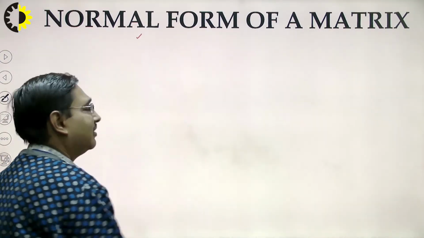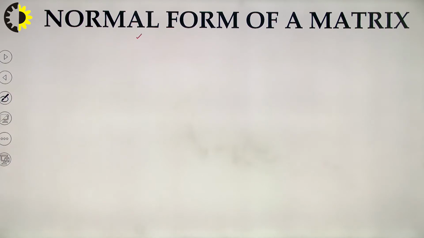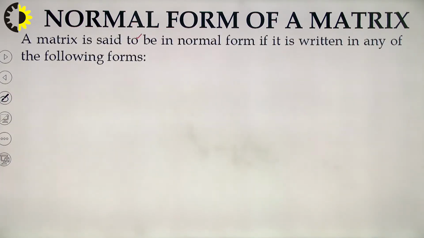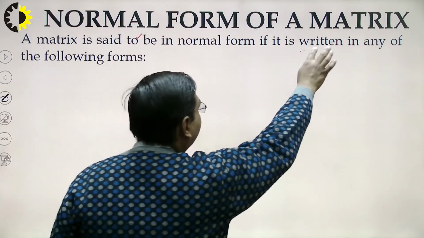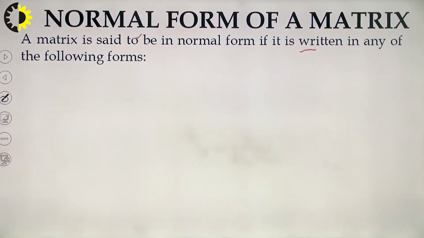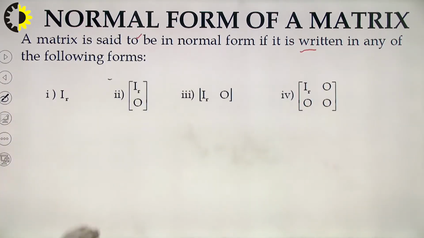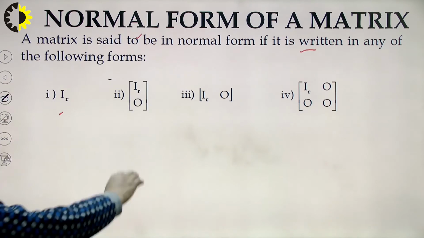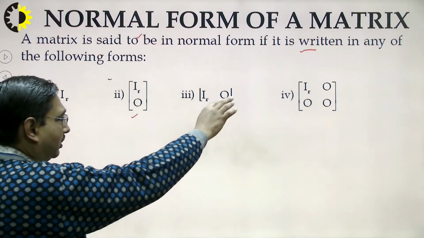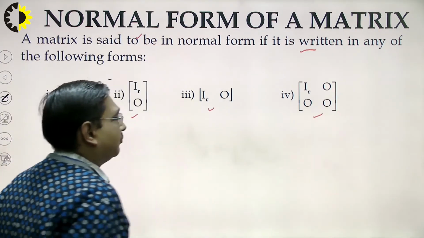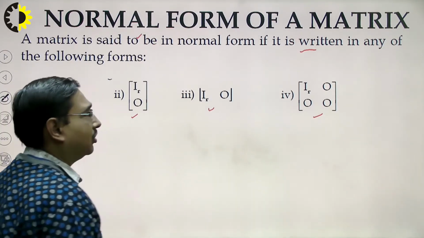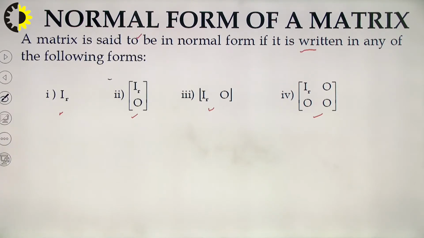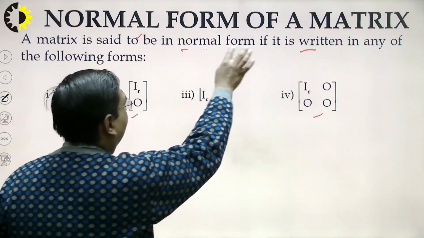Let us first understand what is meant by normal form of a matrix. A matrix is said to be in normal form if it is written in any of the following forms: I_r, [I_r O], [I_r; O] in this manner, and this form. If a matrix is written in any of these forms, then we say that the matrix is in normal form.